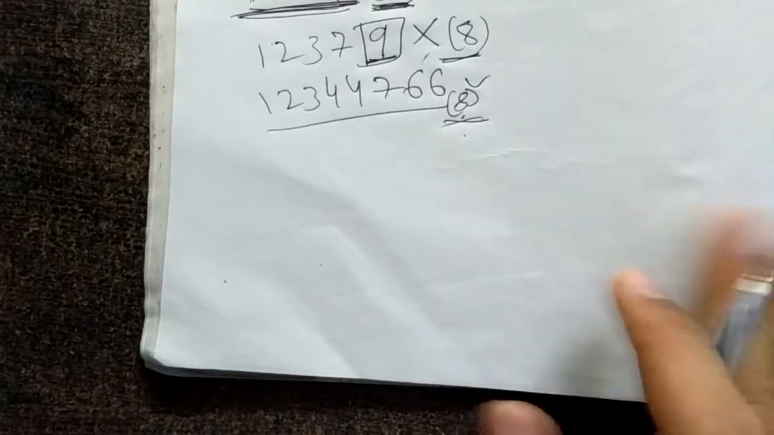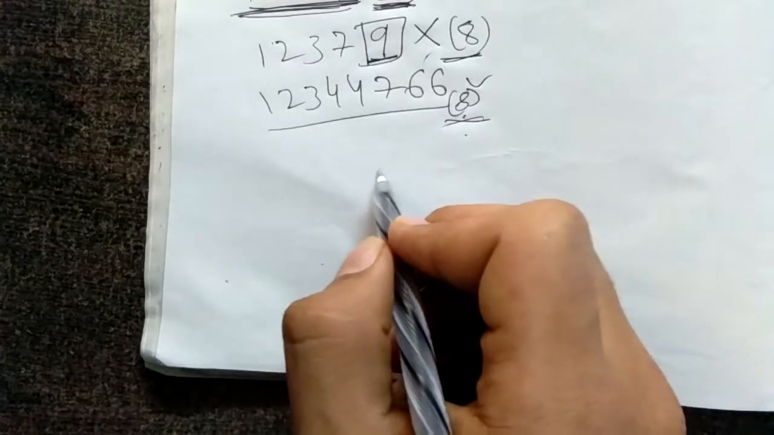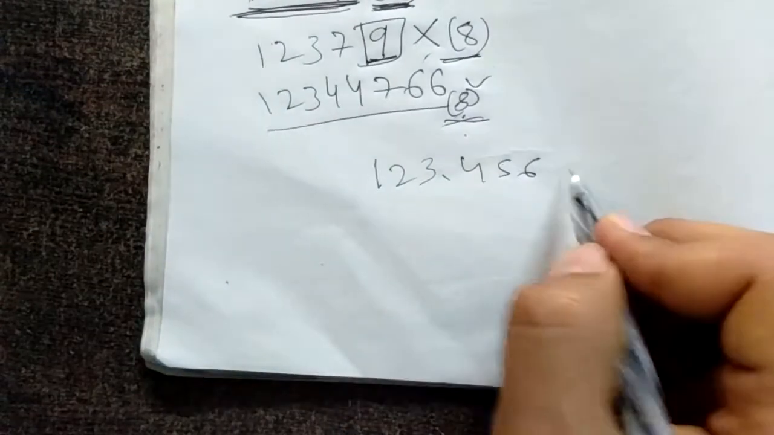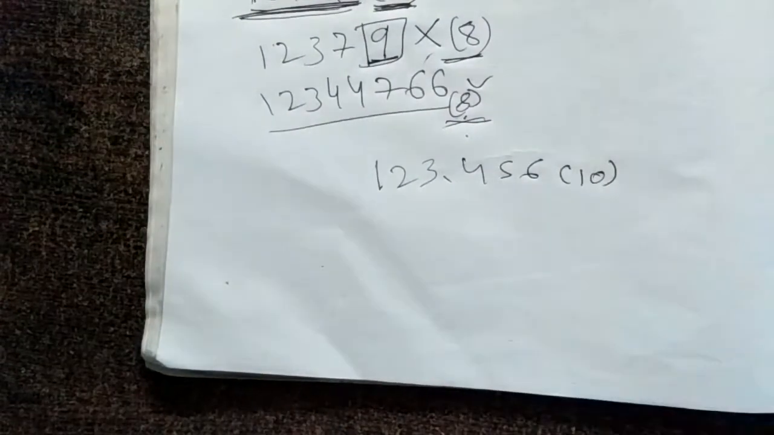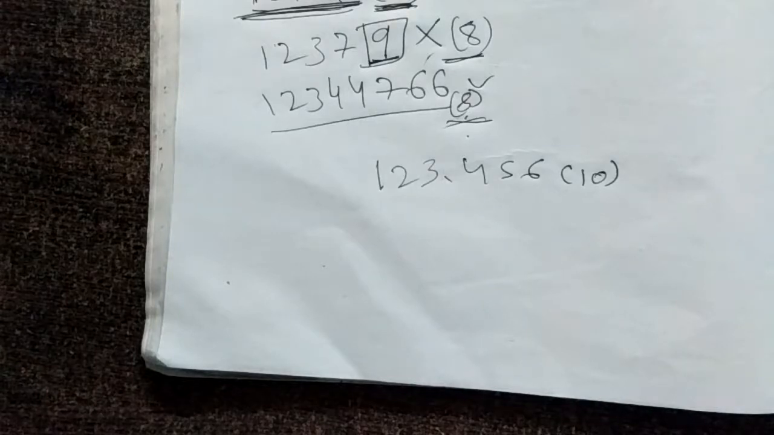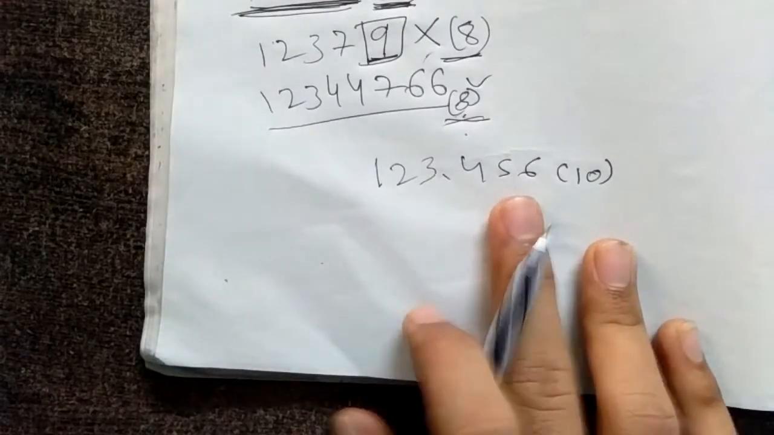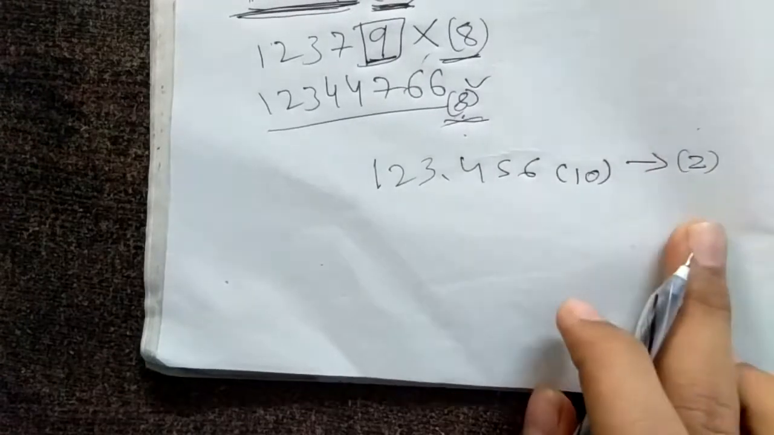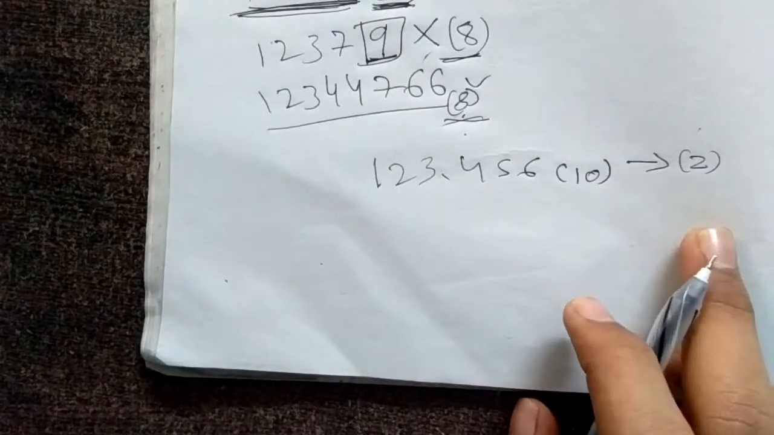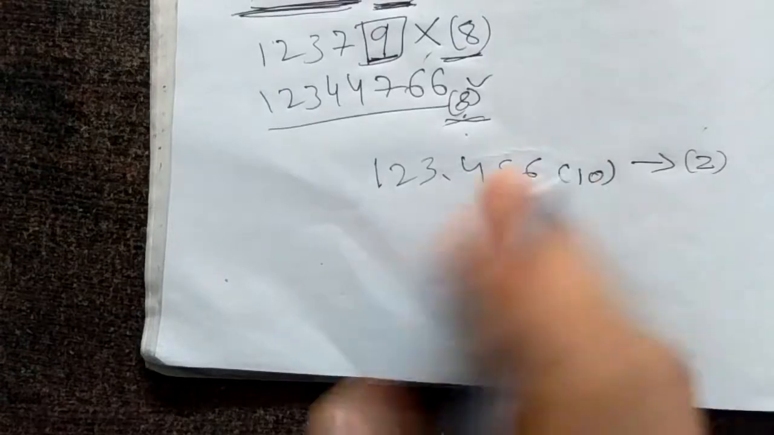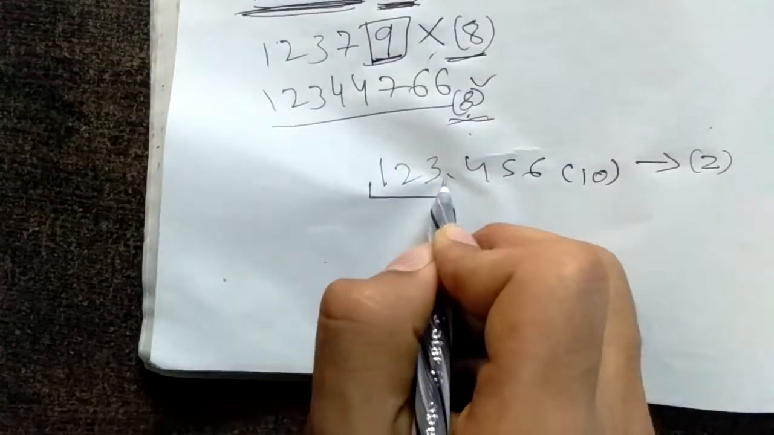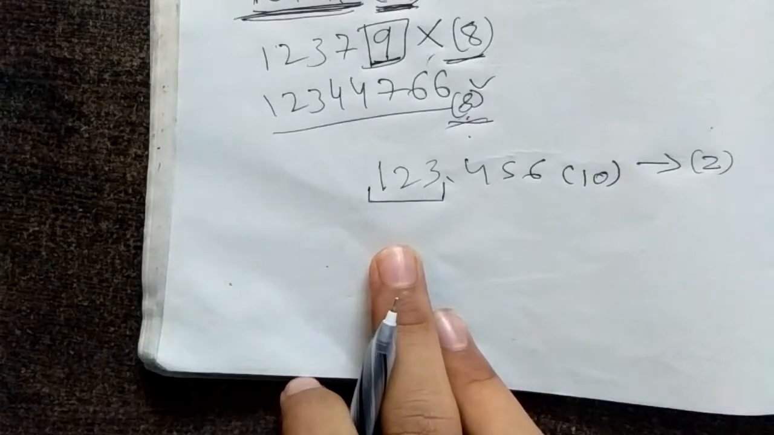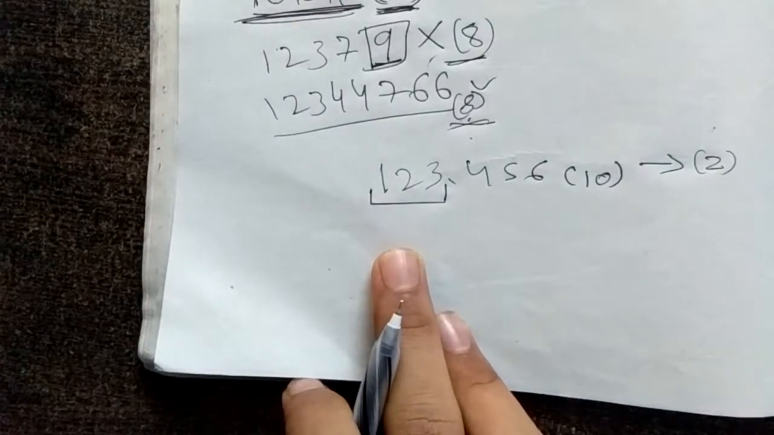Let us take a number like, let's say, 123.456. Let's say I have given that this is your decimal number, and I want to convert it into the binary number system. To convert it into binary, we take the integral part and keep on dividing it by 2, and then we write the corresponding remainders of it.